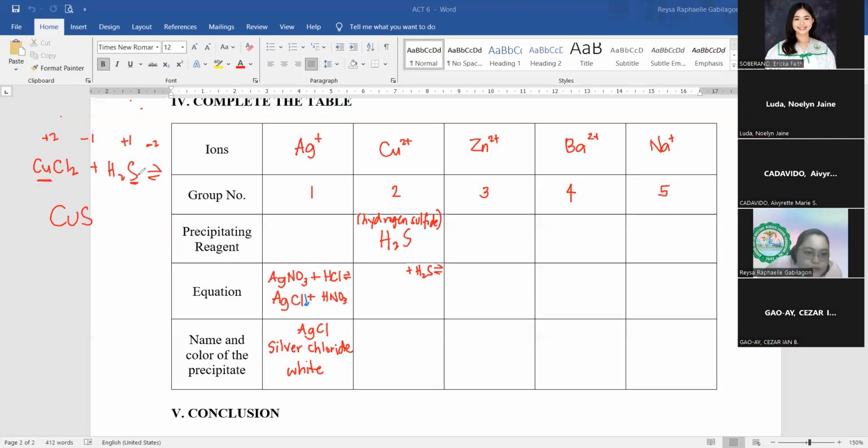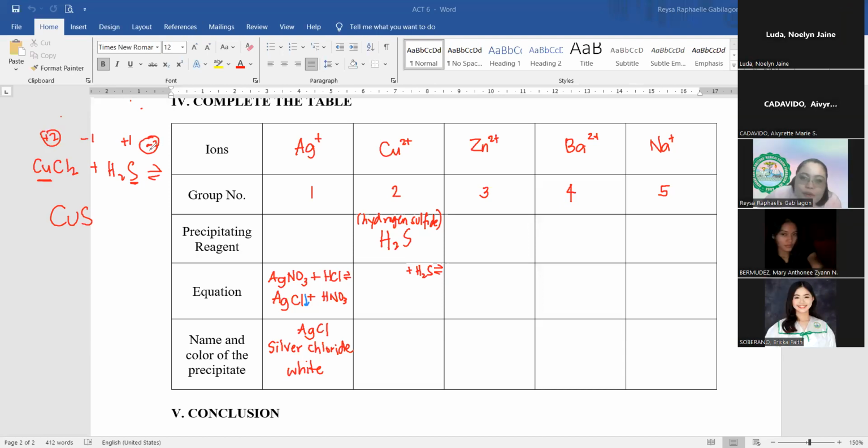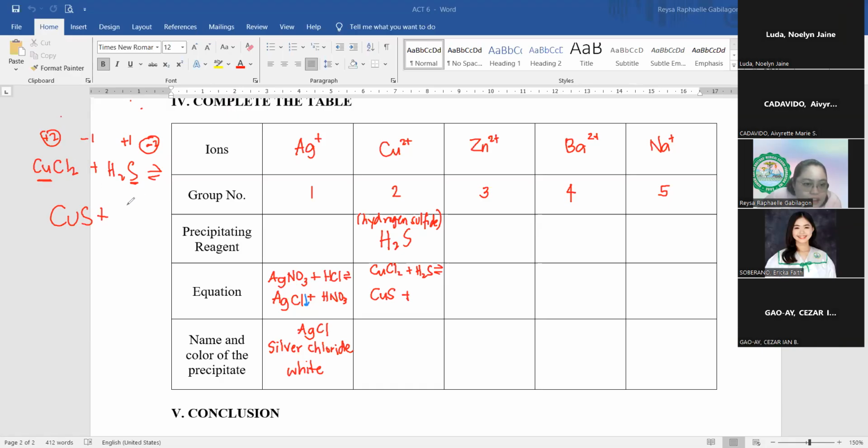And then, ang sulfur dito sa kabila. So, parehas silang positive 2. So, no need mag-crisscross. Kaya siya CuS. Okay, sulat natin siya dito. CuS. And then, the other product, yes, Noeline? Ano yung naiwan? 2HCl po, ma'am. Okay, HCl.